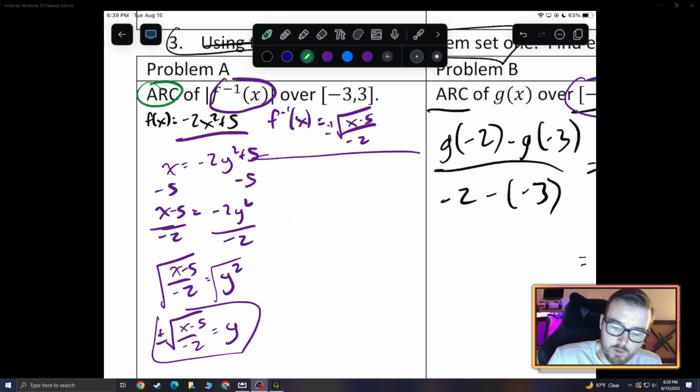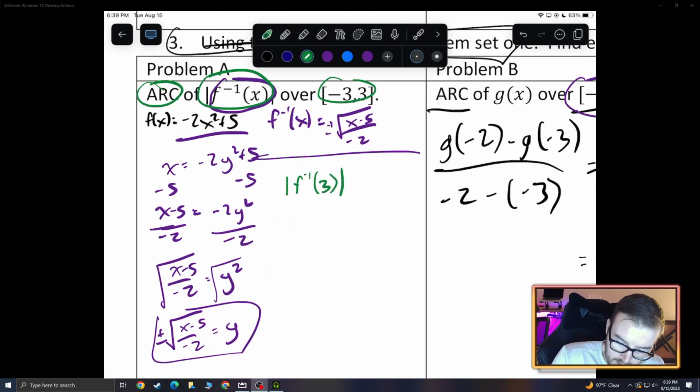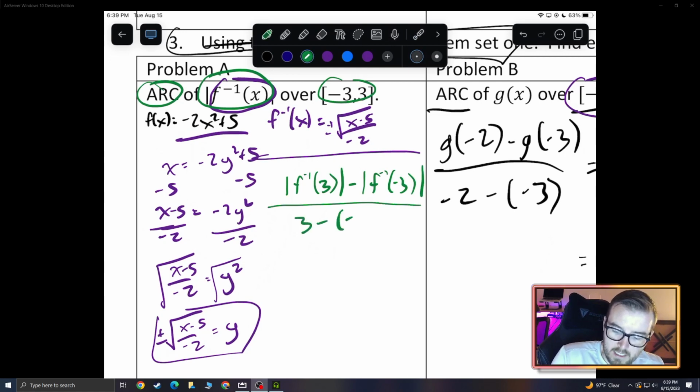So let's find the average rate of change from -3 to 3. So what does that look like? What does the setup look like for that? Again, f of b minus f of a all over b minus a. Well, what is f in this case? It's this. The absolute value of f inverse of 3 minus the absolute value of f inverse of -3 all over 3 minus -3. Take a minute, pause, stare at that for a second. Do you understand the order in which I've written that down?